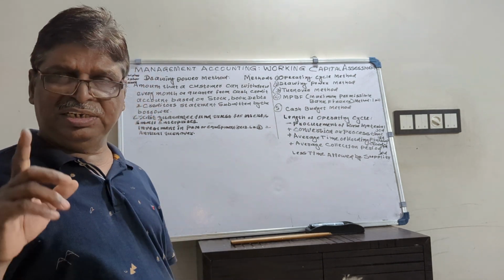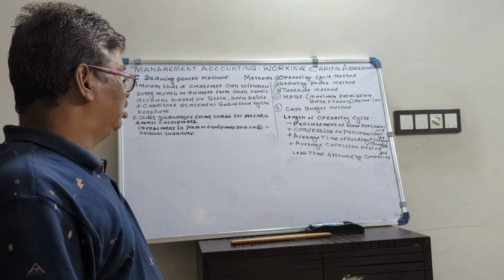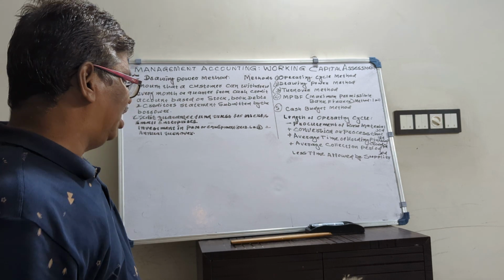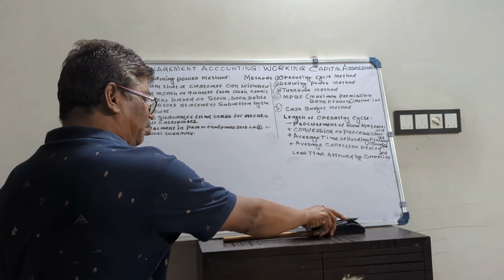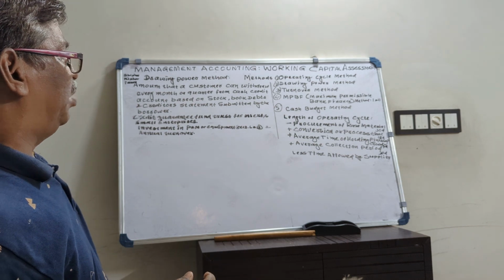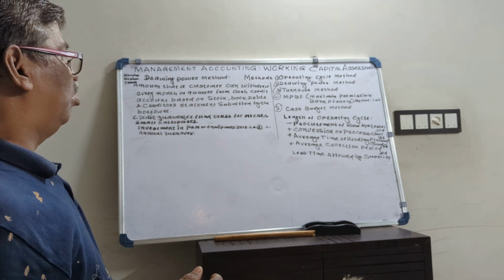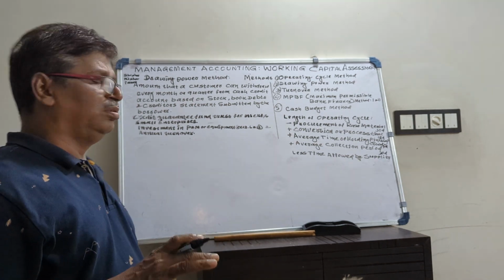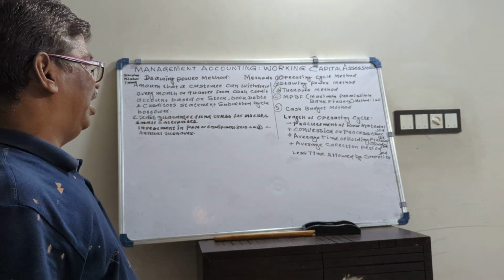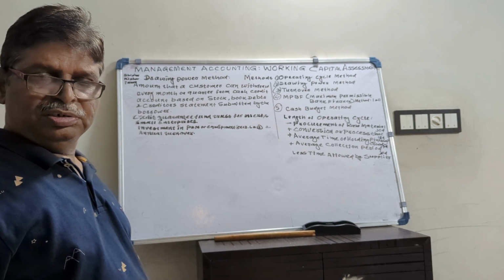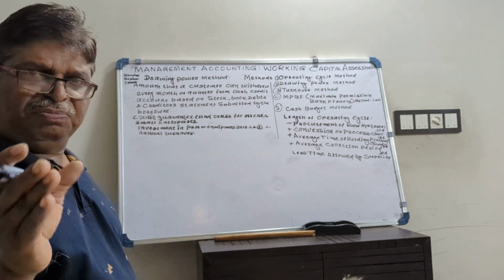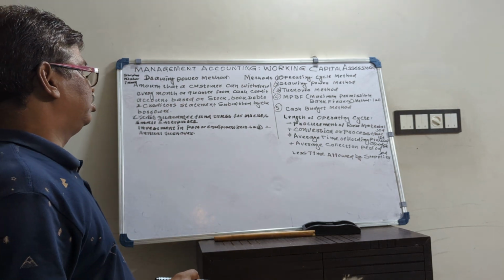So after calculating the requirement of capital based on the production cycle, that is the operating cycle. The operating cycle includes procurement of raw material and ends with collection of receivables.